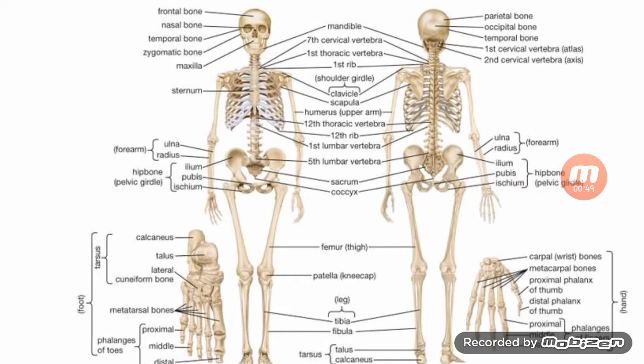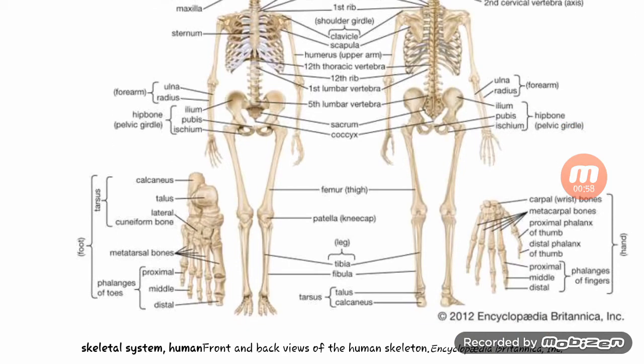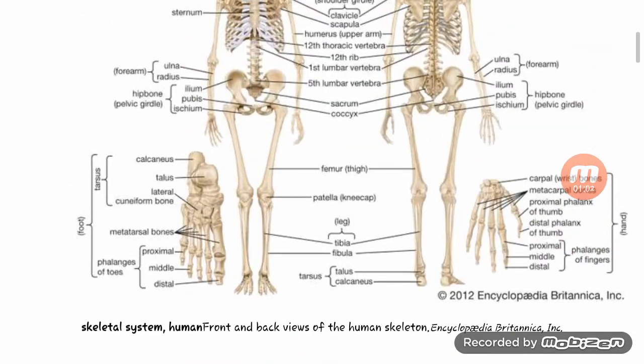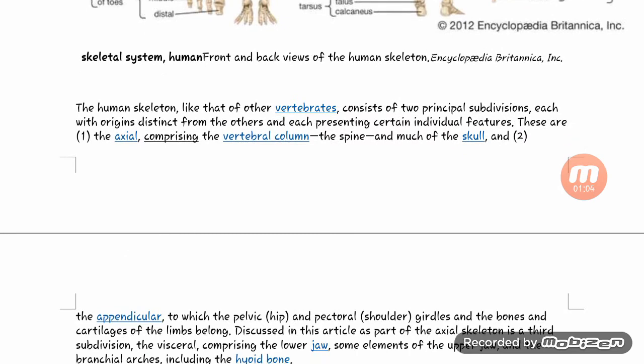So you can see here the skeleton: frontal bone, nasal bone, temporal, sternum, ulna, radius. You can see here the 206 bones which are present in the human skeleton.